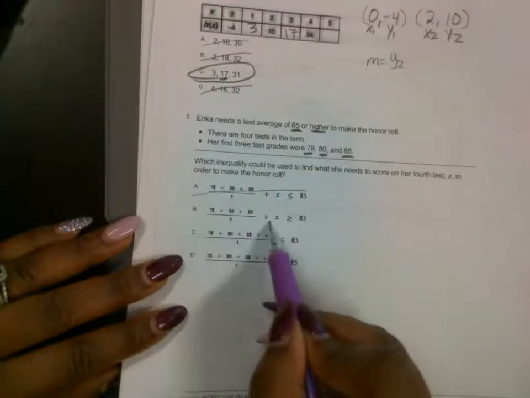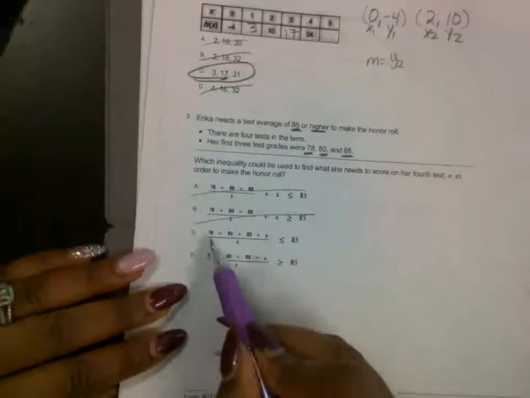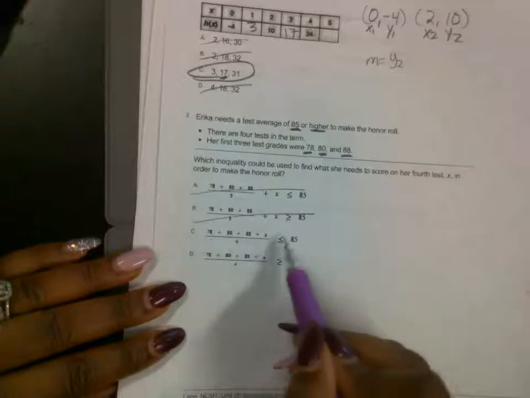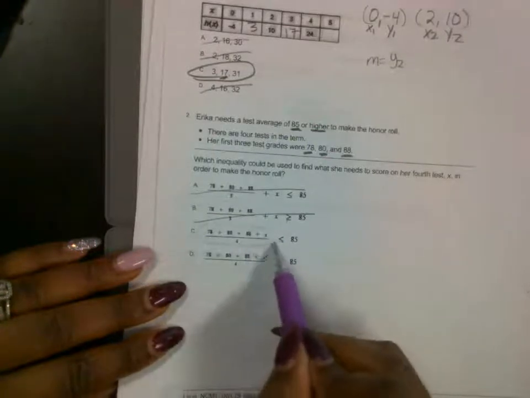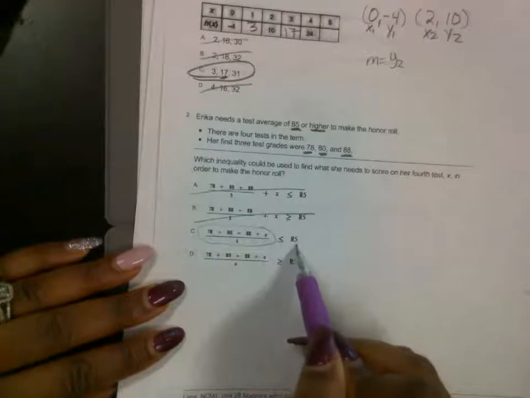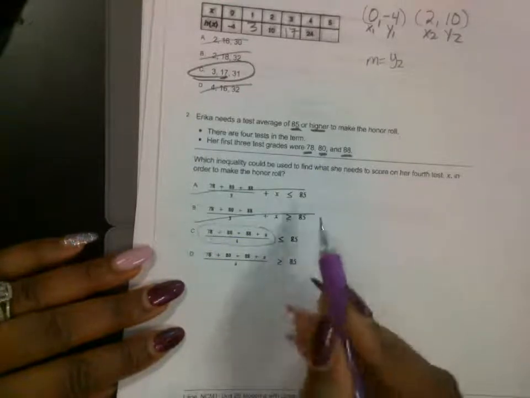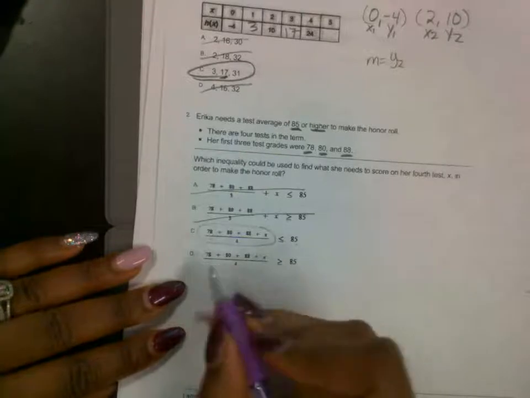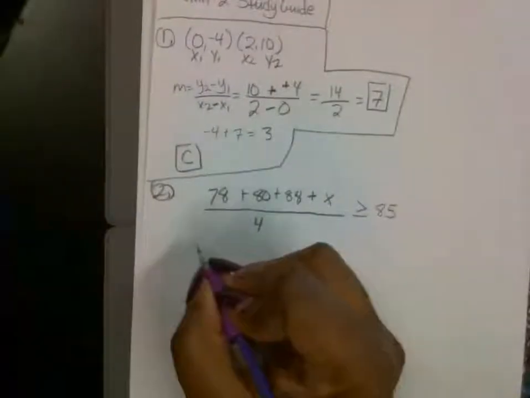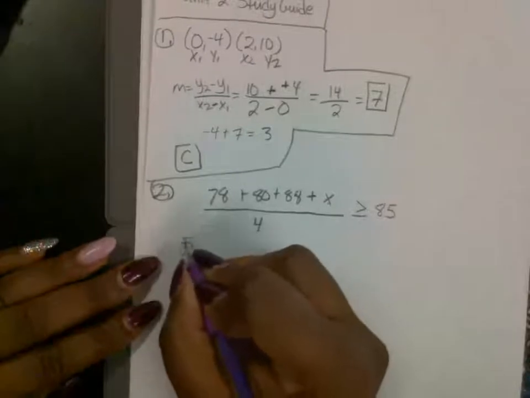B is not right because it's doing the same thing A is. It's just changing the inequality. C, look, they did the same thing we did, divided by 4, but this is saying that this score right here is less than or equal to 85. No, we want to know when it's greater than. So our answer here is going to be D. Okay? So D is going to be our answer.